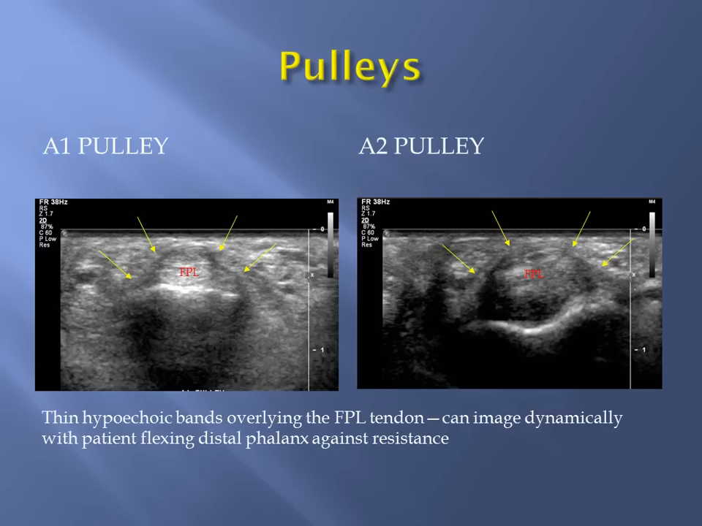These form thin hypoechoic bands that overlie the flexor pollicis longus. These can be seen particularly well with dynamic imaging. If you have the patient flex the distal phalanx against resistance, you'll see the pulleys become taut. There's also an oblique pulley over the proximal phalanx, but I don't have any images of that.